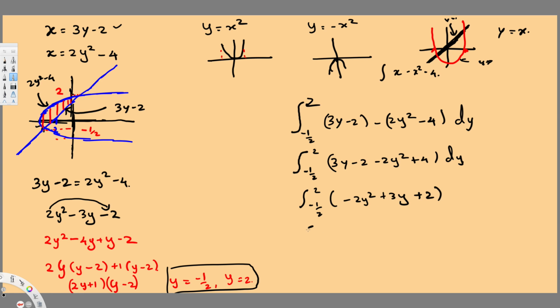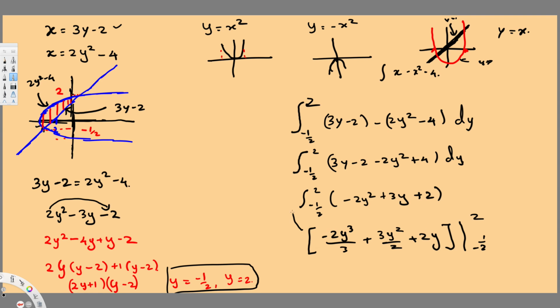If we integrate this one, that's going to give us negative 2y cubed divided by 3 plus 3y square divided by 2 plus 2y, right? So this is the integration, and that's going from negative half to 2. Negative half to 2. Let's go ahead and plug those values.